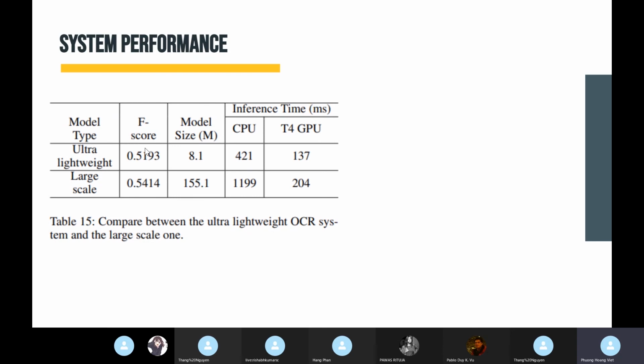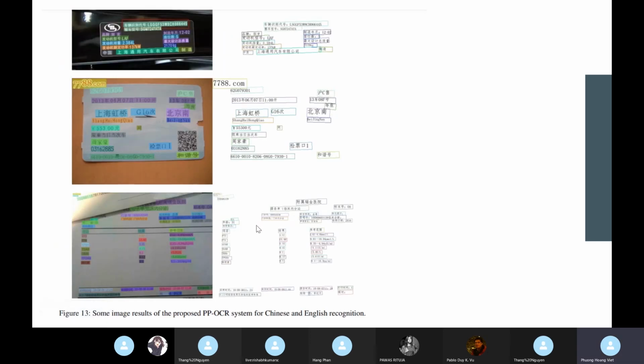This figure shows some image results of the proposed OCR system. Here, we compare the ultra lightweight OCR system and the large scale one. And here are some image results of the PP-OCR. It also recognizes the text quite well, while the model size is much smaller. Well, my presentation ends here.